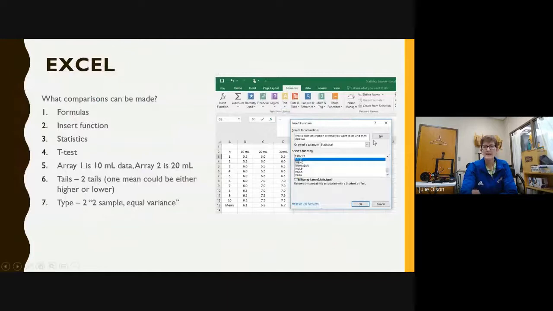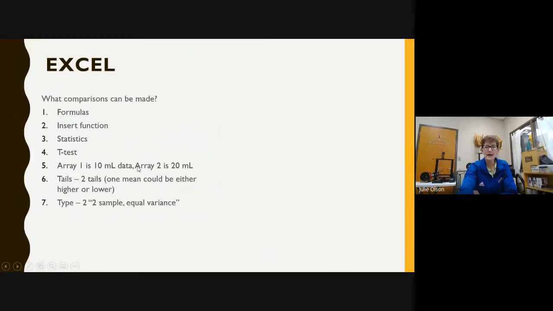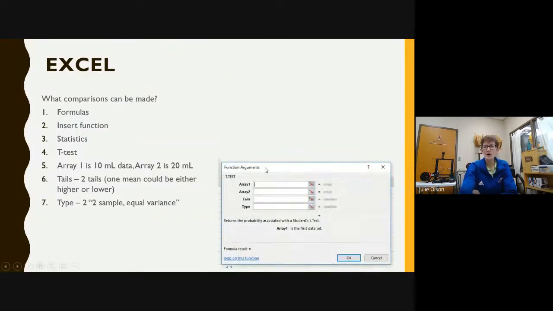Excel, I have that here. So you would look for t-test. And it's going to show you an array. So again, that array here would be, you could highlight the first set of data, click on this one, highlight the second row of data.